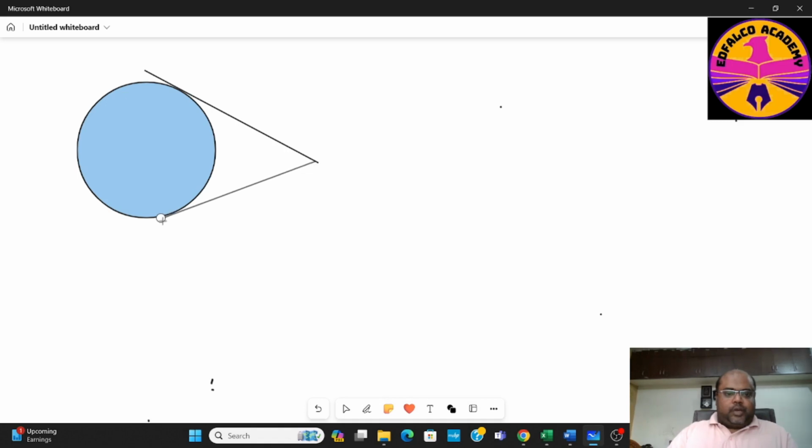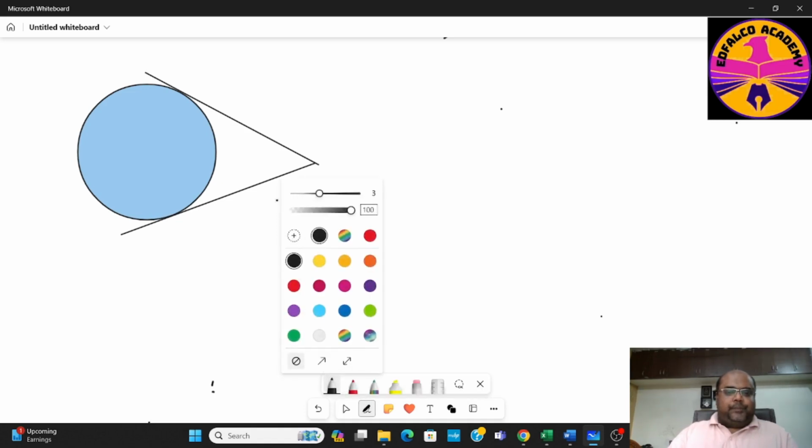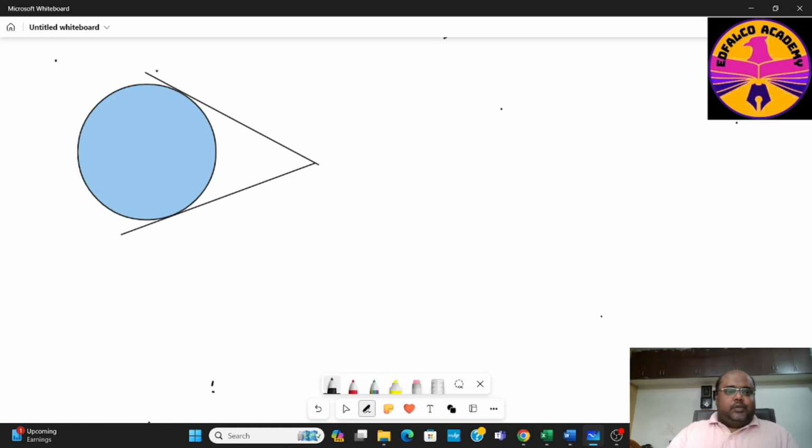So from this point, I have drawn 2 tangents, right? This is how it should look like, right? So this is tangent 1, let's call it T1, this is tangent 2, T2, and the point from where it is being drawn is, let's call it point P, and this is my center of the circle. C is the center of the circle.